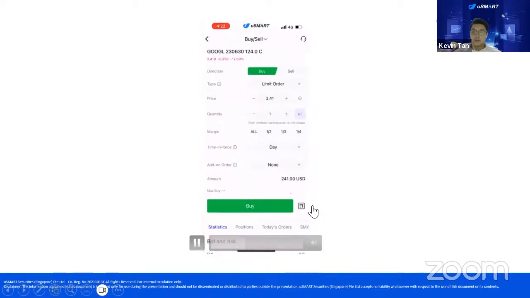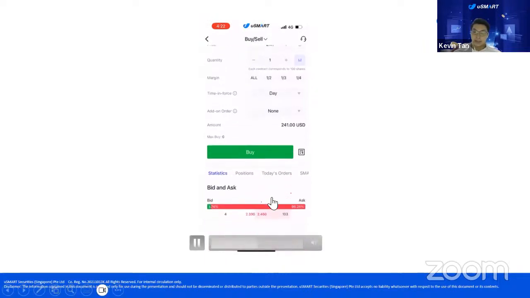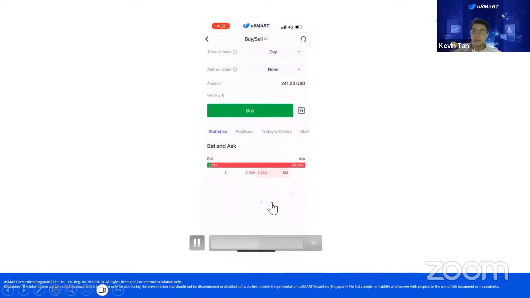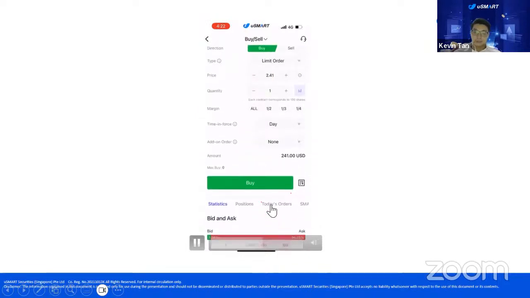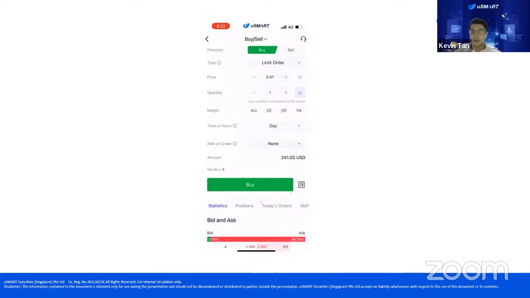Over here, you can click on trade to place an order. There's a buy and a sell tab. The buy tab allows you to buy the option. So if you want to buy the option, you have to click on the buy side. And right here, you can look at the bid and ask price as well to help you gain clarity on what is the prevailing market price. And on the order type, there are different types of orders. There's limit order and market order and various types of orders that uSMART supports.